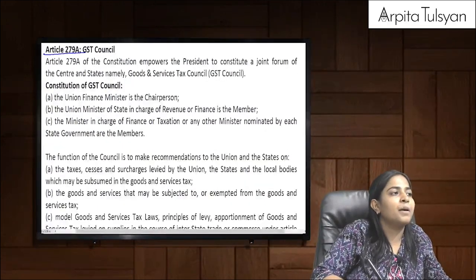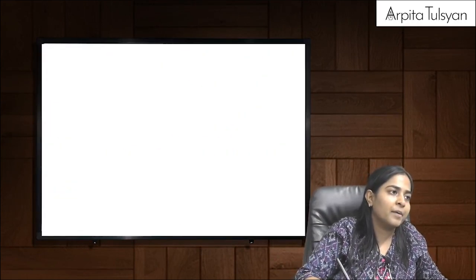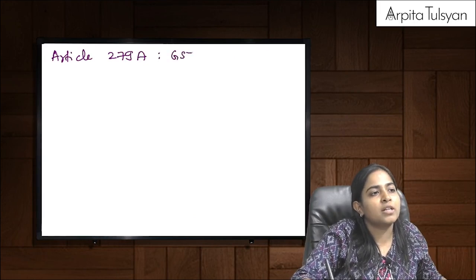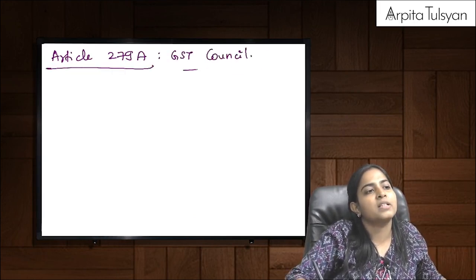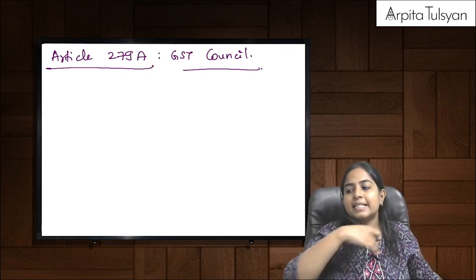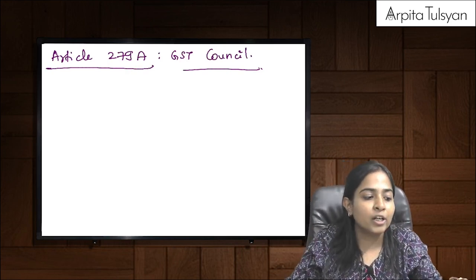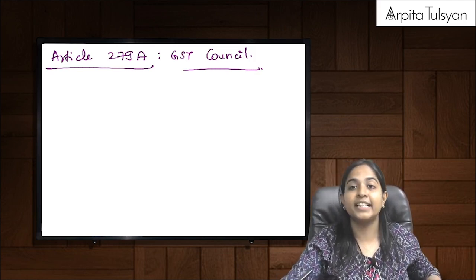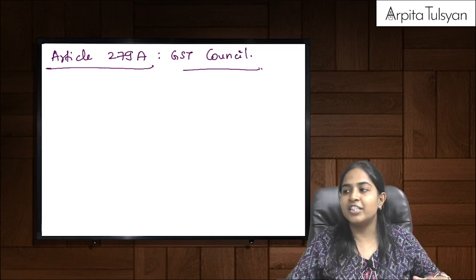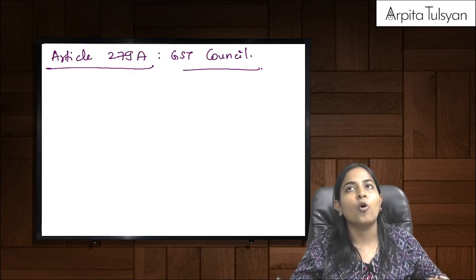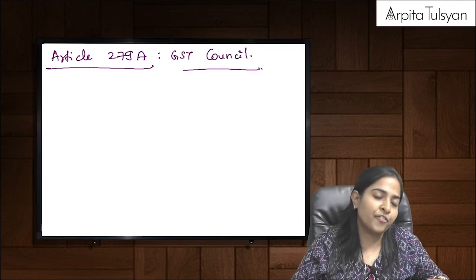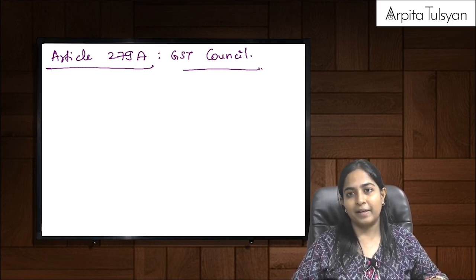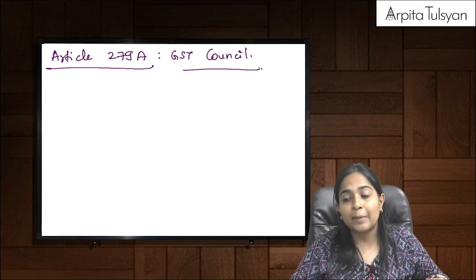Then, next one, article number 279A. Okay, this is a little important. Article number 279A talks about the GST Council. Now, the GST Council is kind of a group, a team, which is going to give recommendations to the parliament and to the state on how GST should be implemented. We just saw that in case of interstate sale, everything will be decided by the parliament. So this GST Council will give recommendations to the parliament. Other matters will be decided by the parliament and by the state.